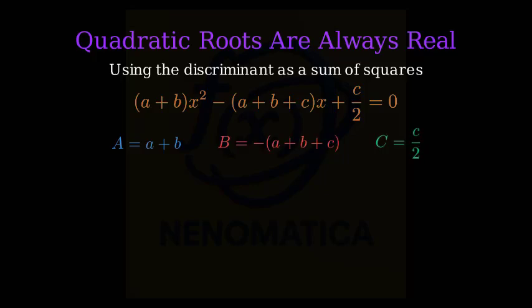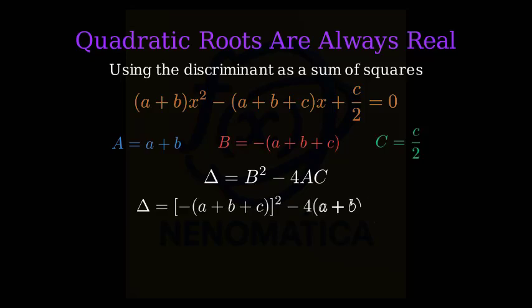The condition for real roots is that the discriminant delta is greater than or equal to 0. The discriminant is b² − 4ac. Now substitute a = a + b, b = −(a + b + c), and c = c/2. We simplify each part.